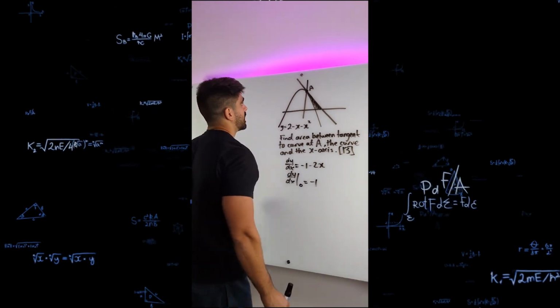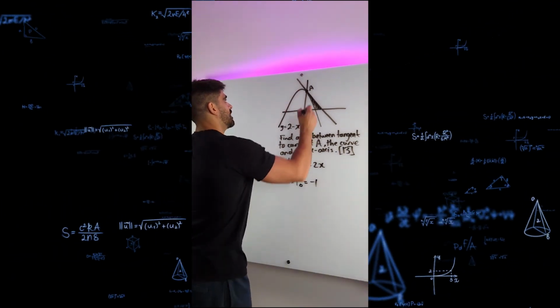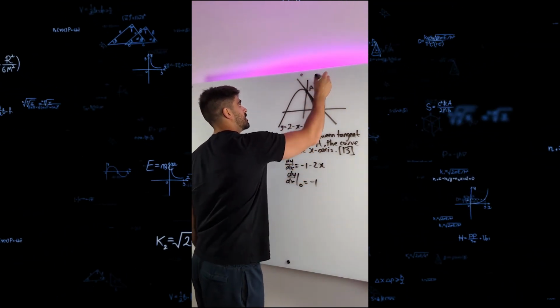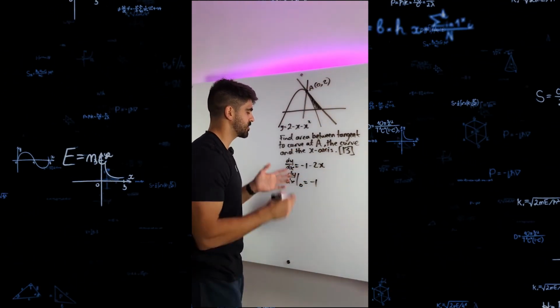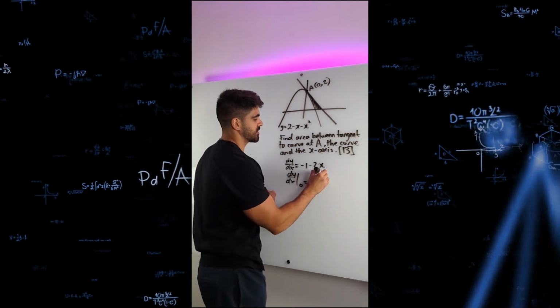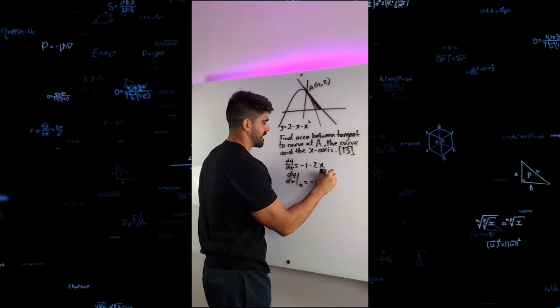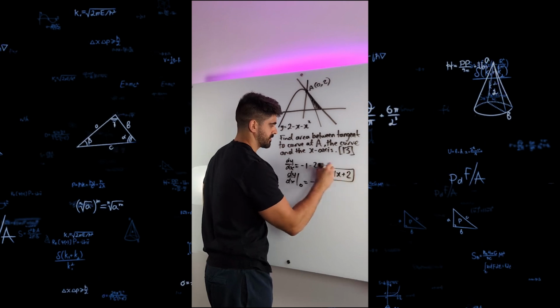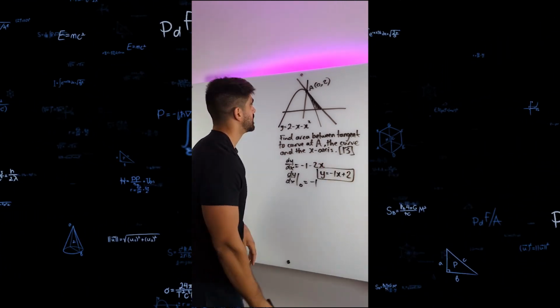Okay? Then we're just going to sub in the coordinate. Now, A has a coordinate x is 0. When you sub in x is 0, you get 2. Okay, so we know the y-intercept. So actually, we know immediately what the equation of the tangent is. y equals mx plus c. So just minus x plus c.